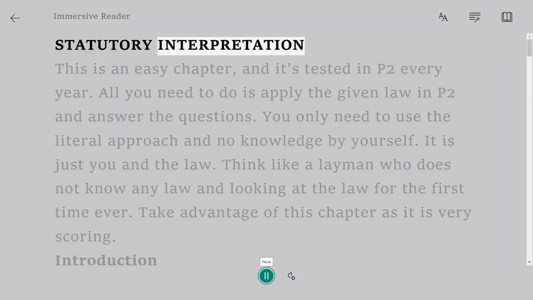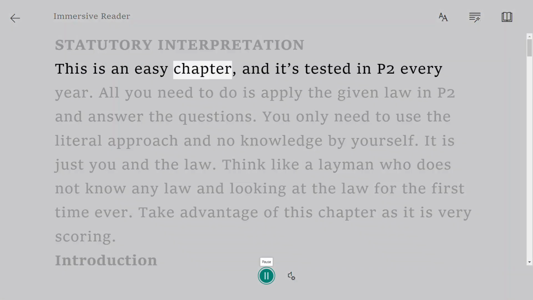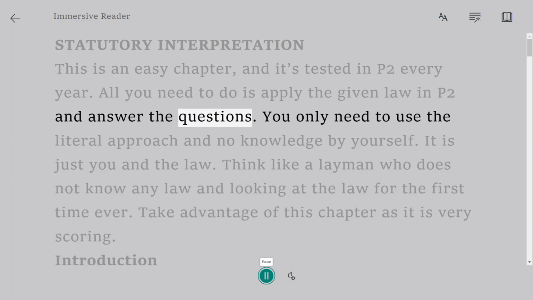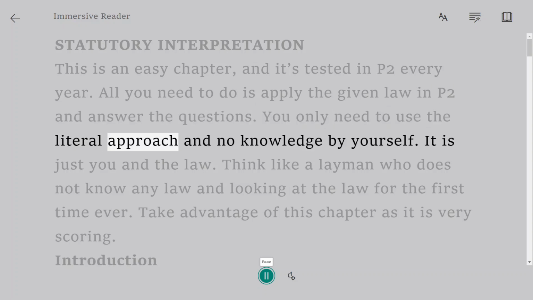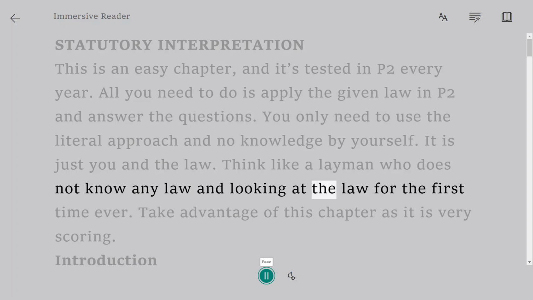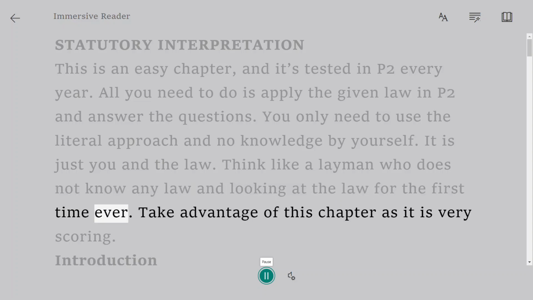Statutory Interpretation. This is an easy chapter, and it's tested in P2 every year. All you need to do is apply the given law in P2 and answer the questions. You only need to use the literal approach and know knowledge by yourself. It is just you and the law. Think like a layman who does not know any law and looking at the law for the first time ever. Take advantage of this chapter as it is very scoring.